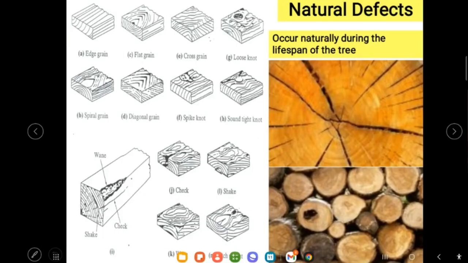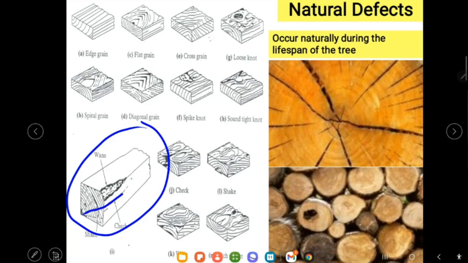So the natural defects that normally happen are these. You look at here, okay? So check is what happened, like this, crossing our annual rings. And then we have shag, which normally happens along the radial grains. And then we also have wain. Take example like this. This is the check. This is what we call a check.